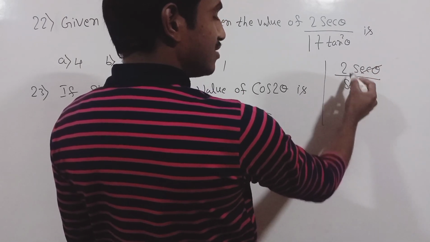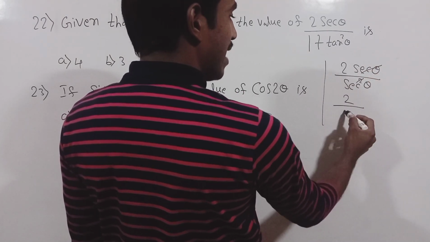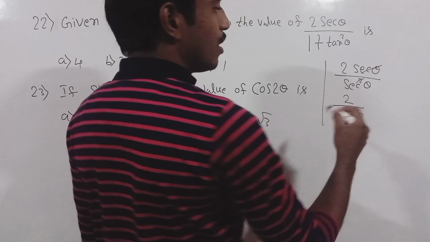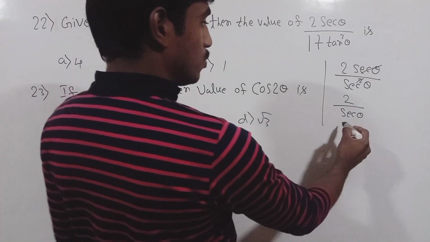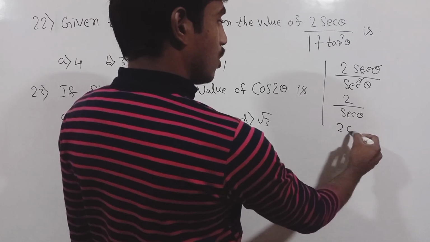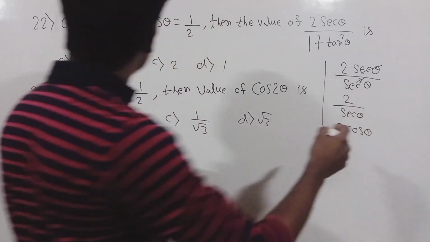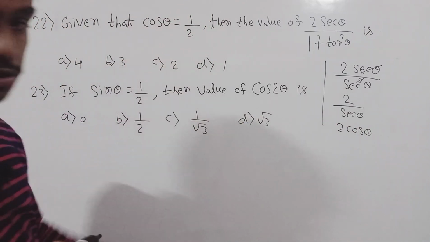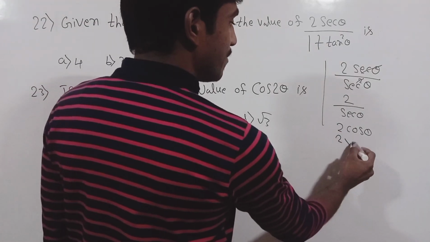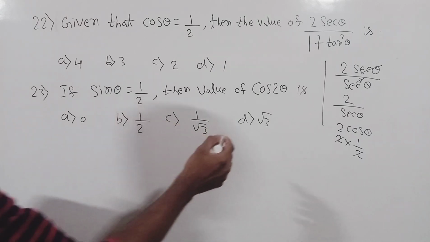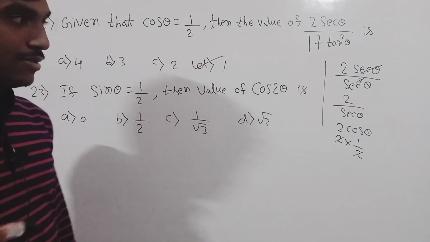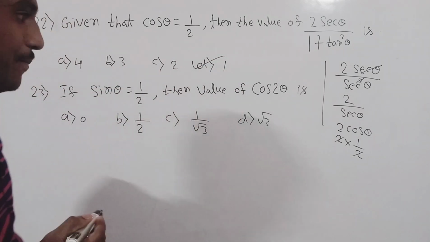So 1 gets cancelled, we get 2 divided by secant theta. But we know that 1 by secant theta is cos theta. So 2 into cos theta. But they have given the value of cos theta as 1 by 2. So 2 multiplied by 1 by 2. So 2 gets cancelled. The answer is option D, which is 1. So 1 is the answer.